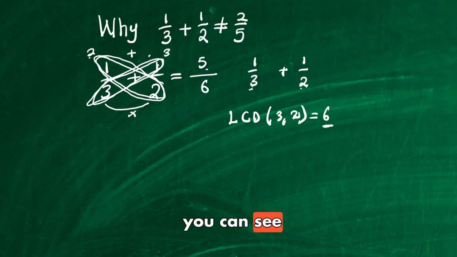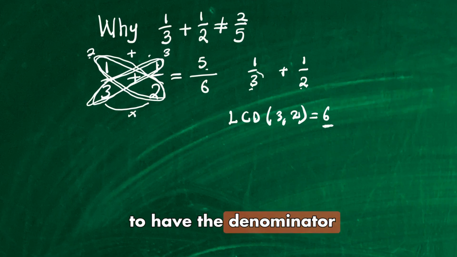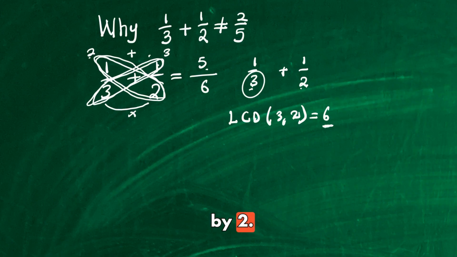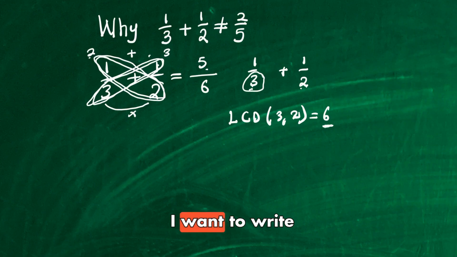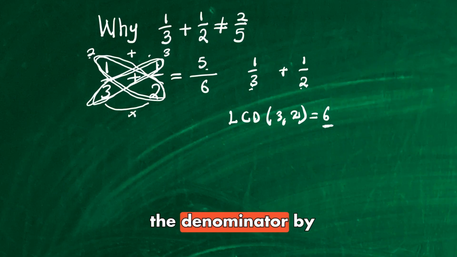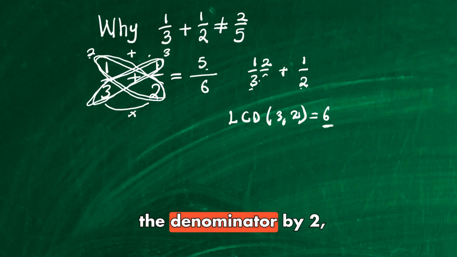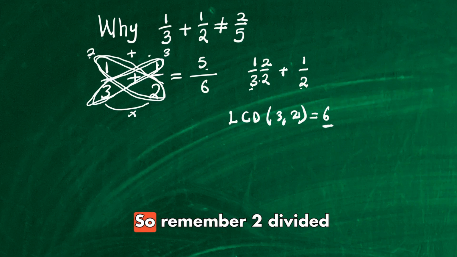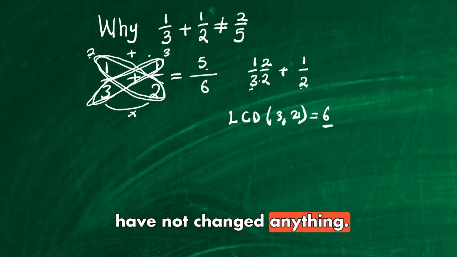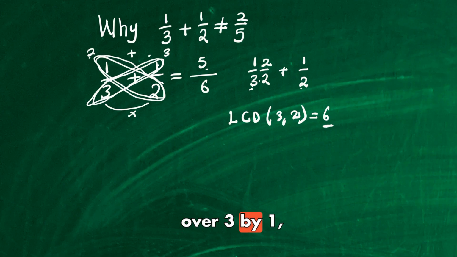Okay, now you can see that for you to have the denominator here to be 6, you need to multiply 3 by 2. So what I want to do is write 1 over 3 as a fraction which is equivalent to a fraction with a denominator 6, right? So since I need to multiply the denominator by 2 here, I will multiply the numerator by 2 and the denominator by 2. Okay, so remember 2 divided by 2 is 1. So meaning that I have not changed anything. I just multiplied 1 over 3 by 1.